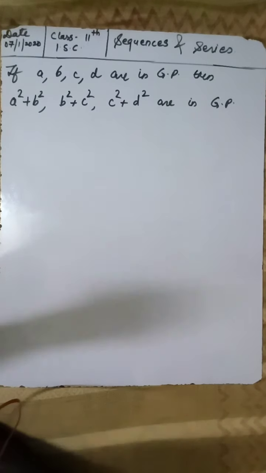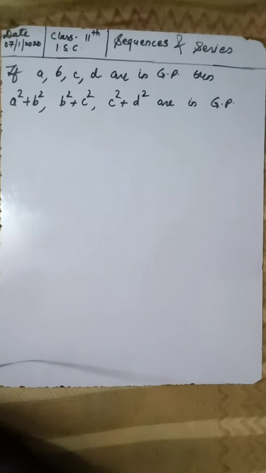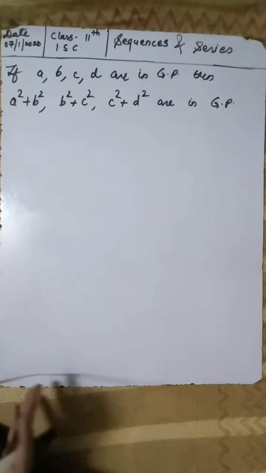Okay. Now the next question. If A, B, C, D are in GP, then A square plus B square, B square plus C square, C square plus D square are also in GP. We have to prove. Okay.